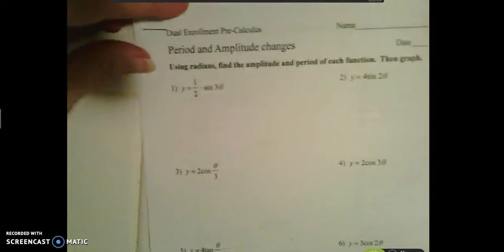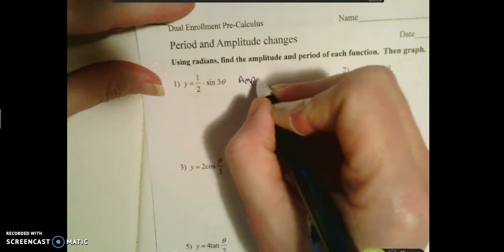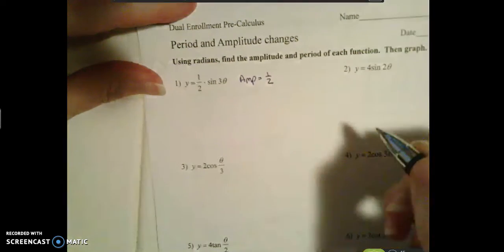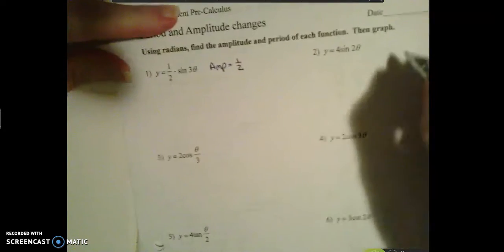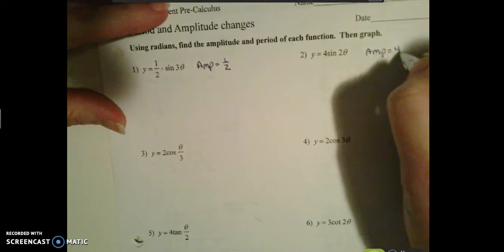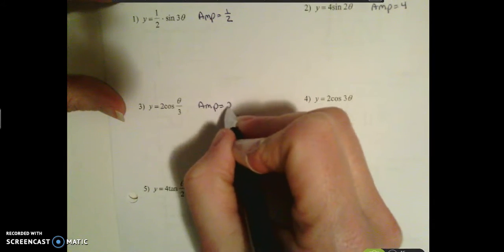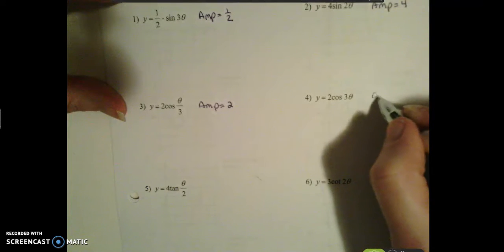Okay, so here's an example of some problems. Let's look at these. So on this one, my amplitude is going to be 1/2. On this one, my amplitude is going to be 4. On this one, my amplitude is 2. And here, my amplitude is 2.